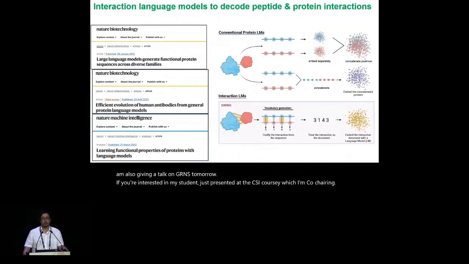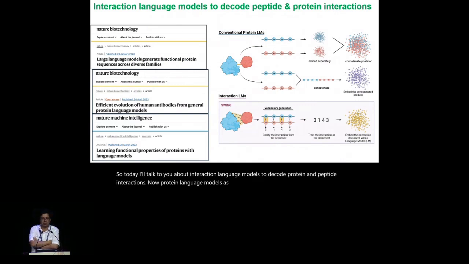So today I'll talk to you about interaction language models to decode protein and peptide interactions. Now, protein language models, as this community knows, have become extremely powerful and extremely widely used to solve a range of tasks. But what I'll try to convince you today of is that as powerful and as useful as PLMs are, passively using PLM-derived embeddings does not capture all the facets or all the nuances of interactions. And you need a biologically inspired language model to really encode these interactions, which we call an interaction language model.